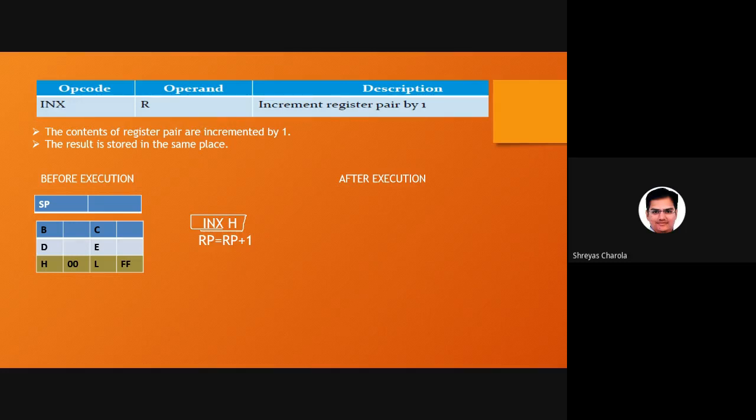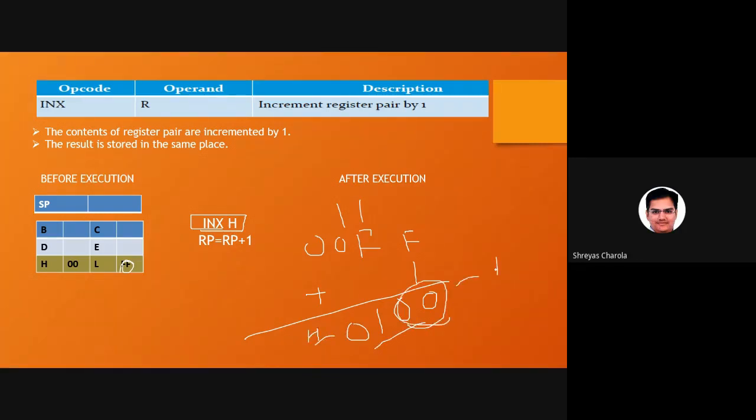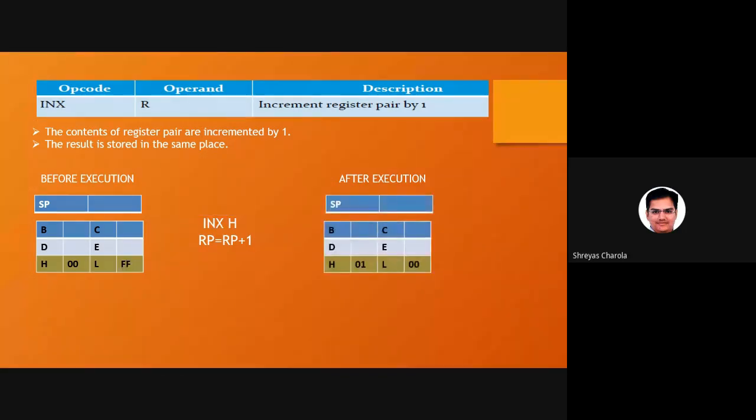Yes, Parthiv, very good. So here, after FF, what is the next number? Or if you want to do it like this, plus 1. F plus 1 is 10. So 01 will be in H and 00 will be in L. Okay? Is this clear to all of you?